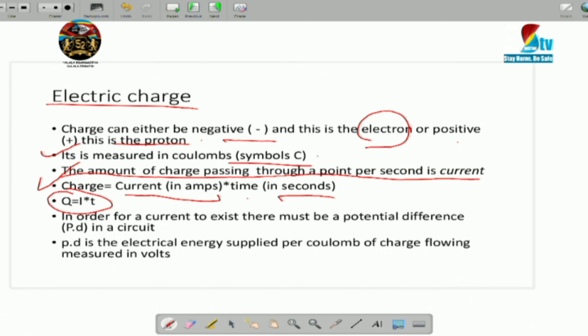In order for the current that we're talking about above to exist, there must be a potential difference in the circuit, like we've seen in the thunder there. PD, of course, what is this potential difference? It is the electrical energy supplied per coulomb of charge flowing through the point. As we have said, the charge must be supplied with energy to pass through, and this is measured in volts.